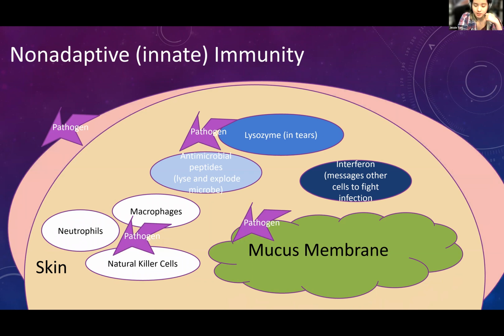Another mechanism that the body employs is inflammation, as demonstrated by this big red circle. It stimulates blood flow and warms the body and gets kind of puffy and red, and that's inflammation. It's another mechanism that's considered the non-adaptive, or innate, immunity.